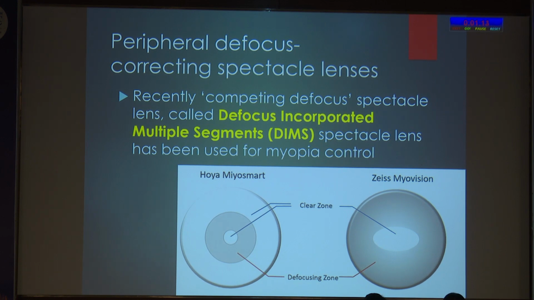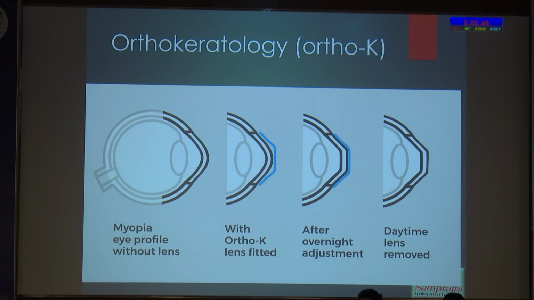Here there is a central treatment zone, and the central clear zone gives good visual acuity. Around that there is a hyperopic zone. One of the hypotheses for myopia is the peripheral defocus theory, wherein the central rays focus on the retina when you correct the myopia, but the peripheral rays focus behind the retina, inducing hypermetropia and thereby resulting in progression of myopia.